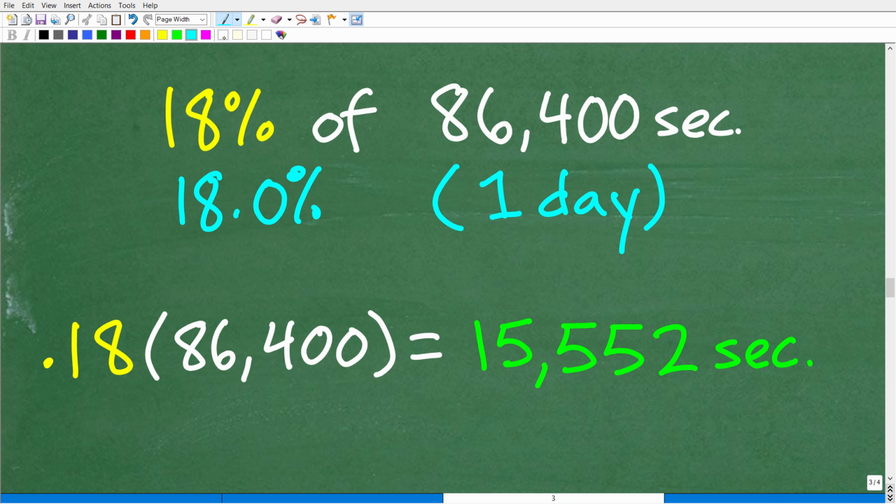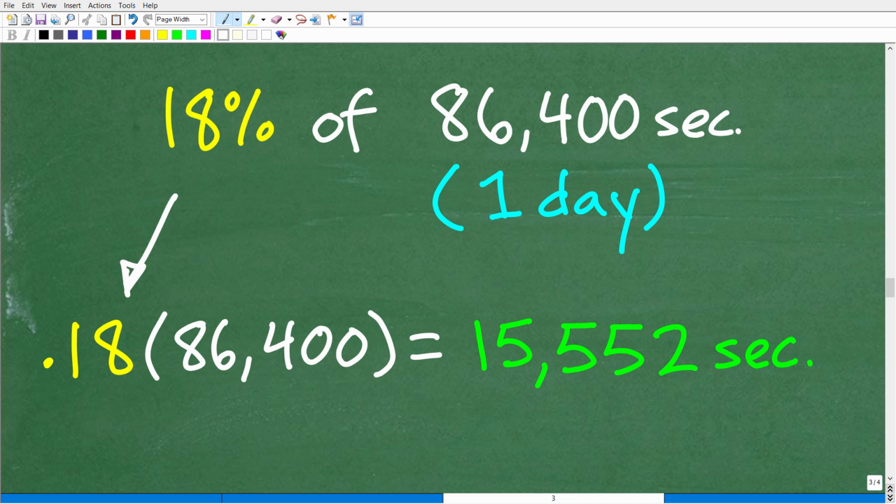18.0%. When I divide by 100, the decimal point moves two places to the left. So the result of dividing by 100 is moving the decimal point over two places to the left. Okay, so to go from a percent to a decimal, yes, you move it over, but we need to understand why we are dividing by 100. So 18% is 0.18.